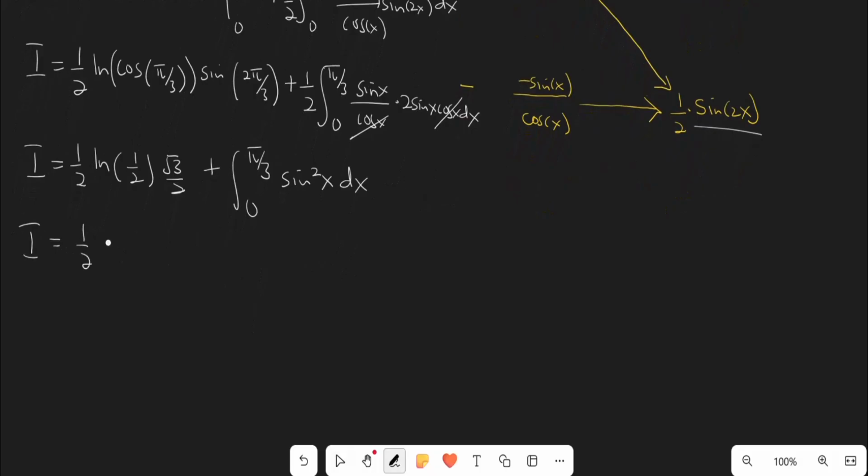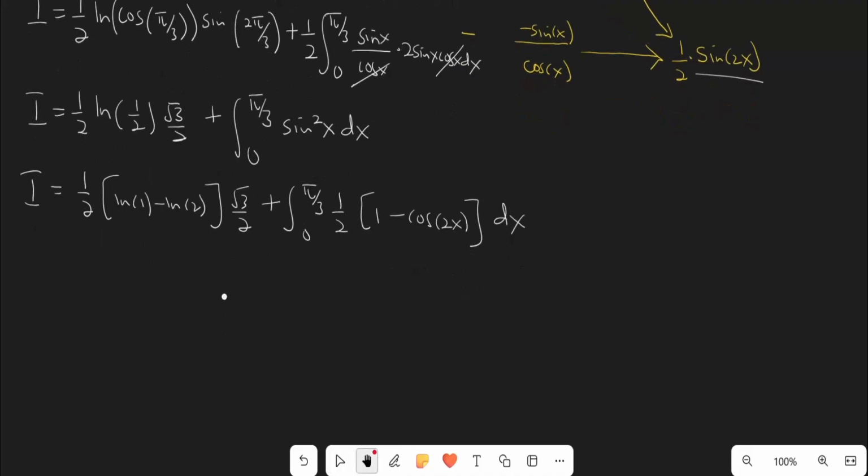So I is going to be 1/2 ln of 1 over 2, which can be written as the ln of 1 minus the ln of 2. That is using the laws of logarithm, times the square root of 3 over 2 plus the integral from 0 to pi over 3. Sine square x can be written as 1/2 into 1 minus the cosine of 2x. This is how sine square x can be written, and then dx. Cool.